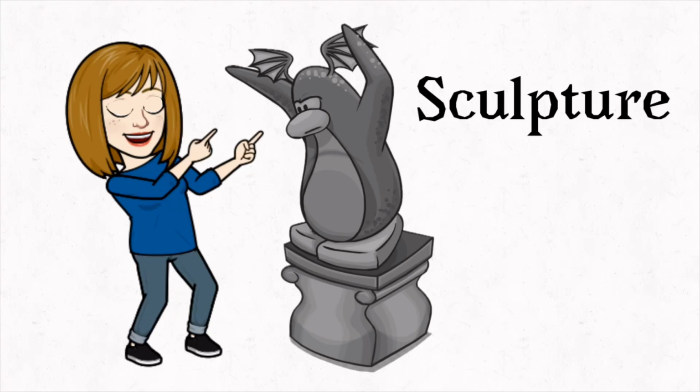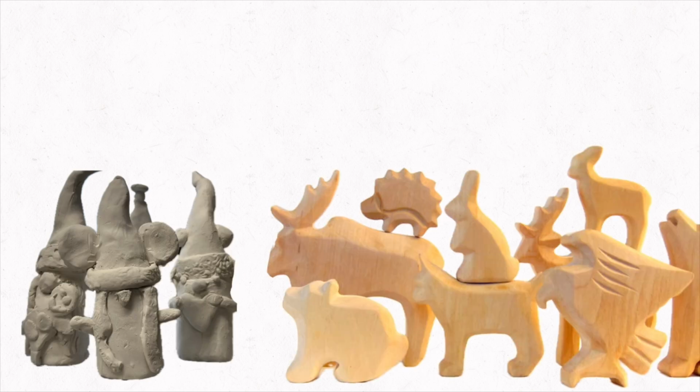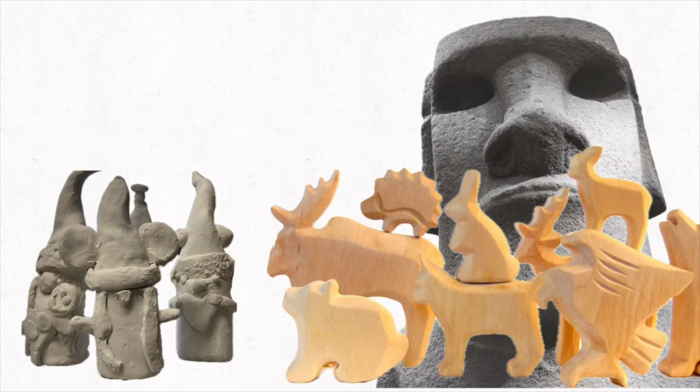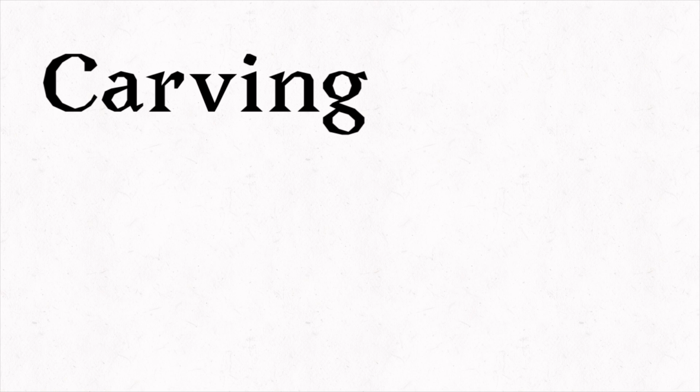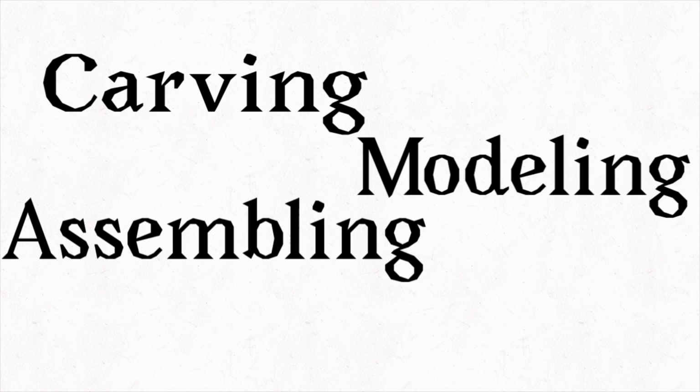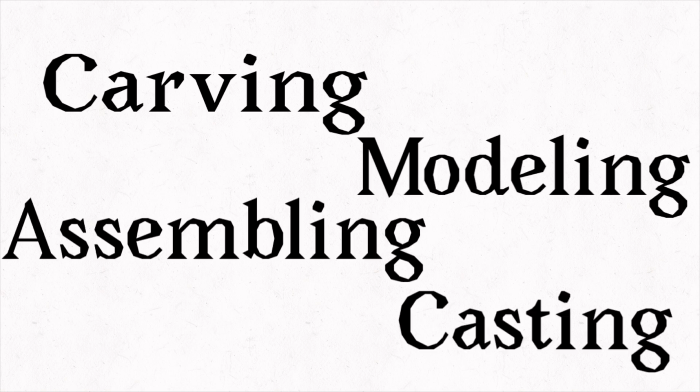Now, sculpture is a type of three-dimensional art. You could walk around it and look at it from all different angles. It can be made out of all kinds of things: clay, wood, stone, metal, or other found objects. There's basically four techniques involved in creating a sculpture. There's carving, there's modeling, assembling, and casting. We're going to look at these four techniques and some of the artists who use them to make their art.